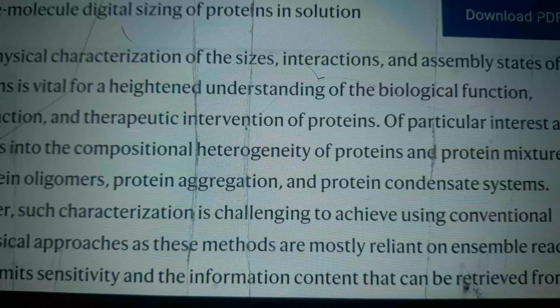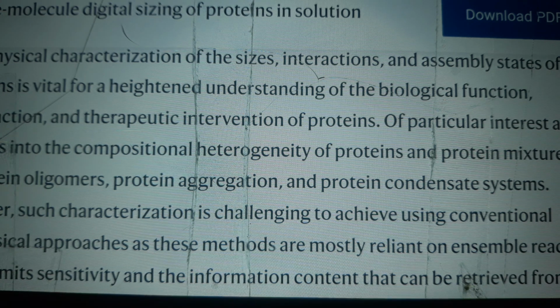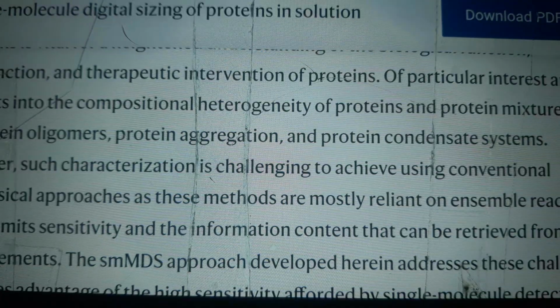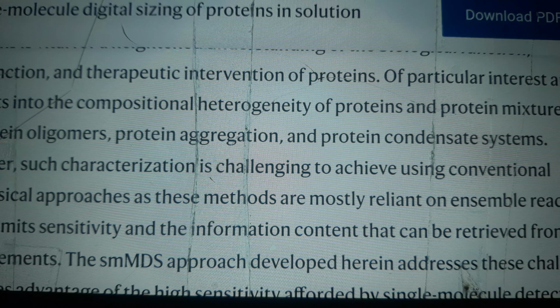The physical characteristics of the sizes, interactions, and assembly states of proteins are vital for a heightened understanding of biological function, malfunction, and therapeutic intervention of proteins. Of particular interest are insights into the composition and heterogeneity of proteins and protein mixtures such as protein oligomers, protein aggregation, and protein condensate systems.